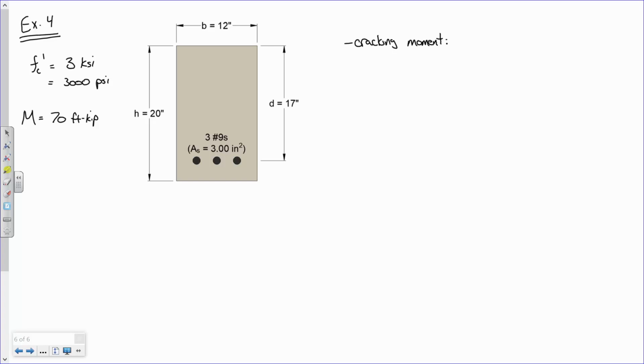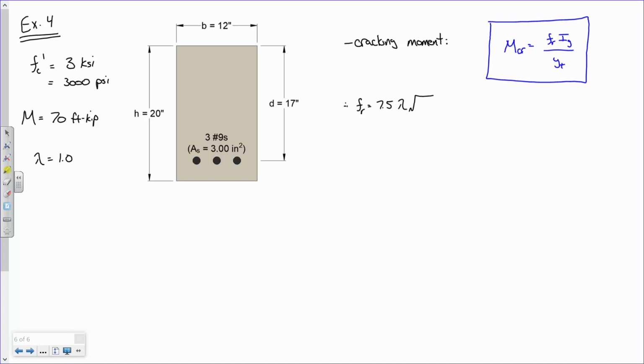Now, does anybody remember the formula for a cracking moment? Right? So that's our cracking moment formula. Now this is normal weight concrete, so we're just going to say lambda is 1. So if lambda is 1, help me out. What is FR? It's 7.5 times lambda times the square root of FC prime, right?